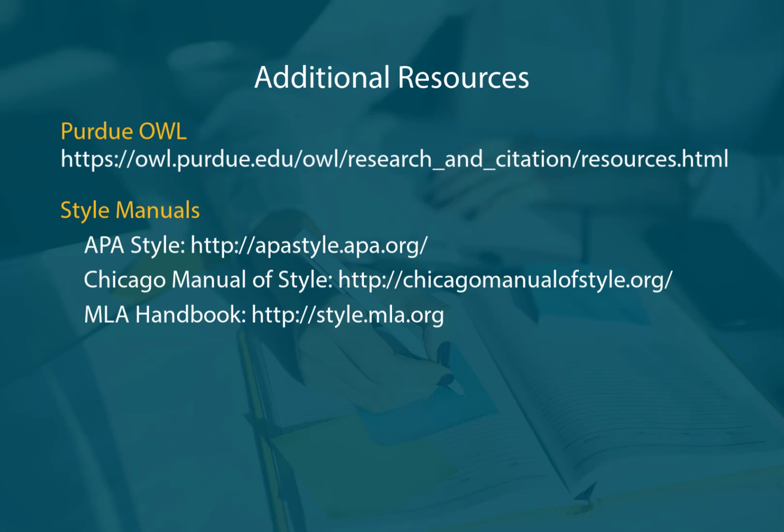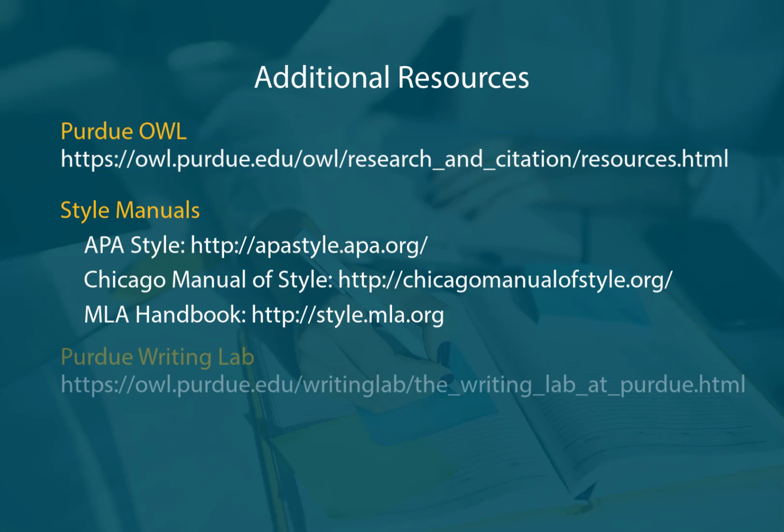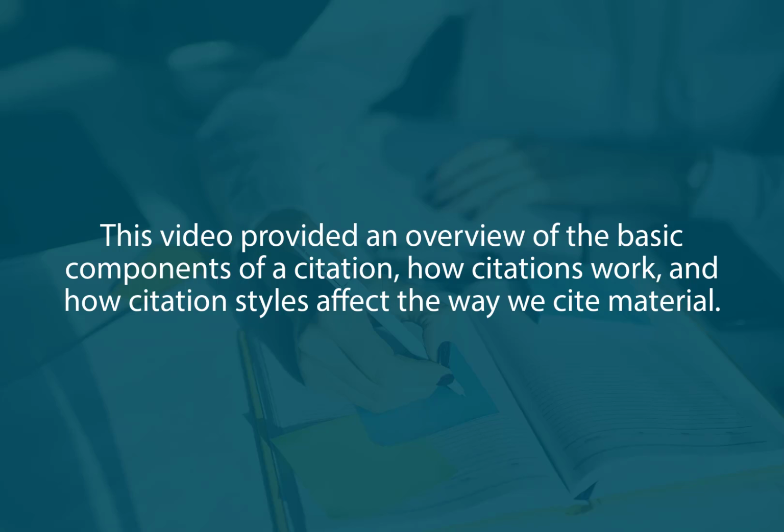Every style regularly publishes full manuals describing citation, paper formatting, and other relevant issues. They are the most detailed and accurate source for learning the correct way to cite a particular type of source in your paper. The Purdue Writing Lab offers a wide range of resources, including consultations and direct assistance with your research. In this video, we discuss the basic components of a citation, how citations work, and how citation styles affect the way we cite material in our work.